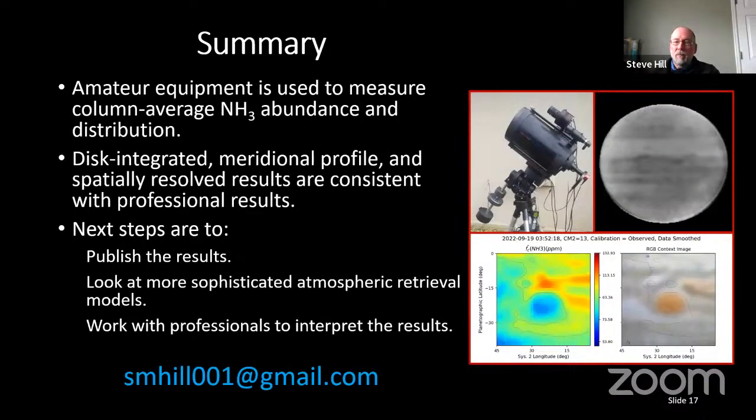And finally, I just want to say this work has demonstrated the detection of ammonia absorption and retrieval of column averaged ammonia using small telescopes and other amateur equipment. We verified the results in multiple ways with professional observations, and we're poised to look for temporal changes. Next, we want to publish the work, look at and integrate the complementary atmospheric retrieval approaches, which are seen here today, and finally work with professional planetary scientists to understand and interpret the results.